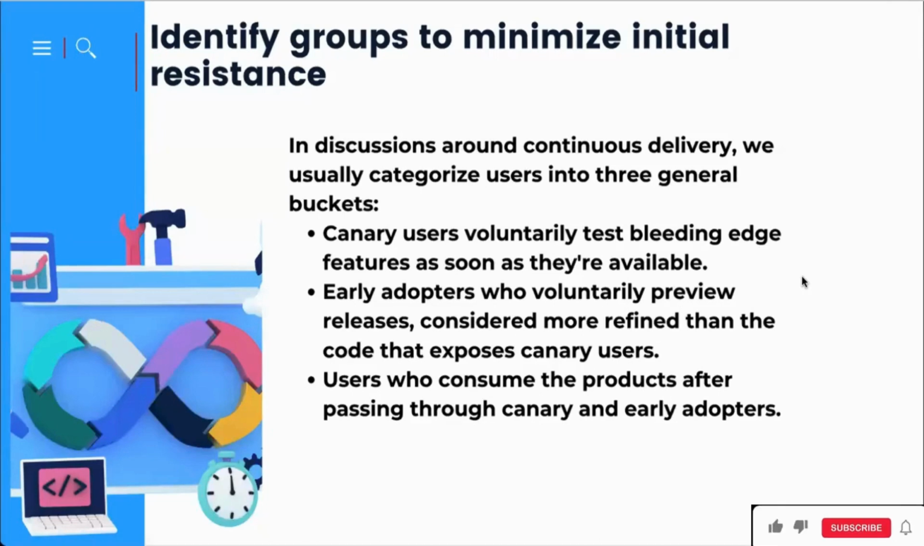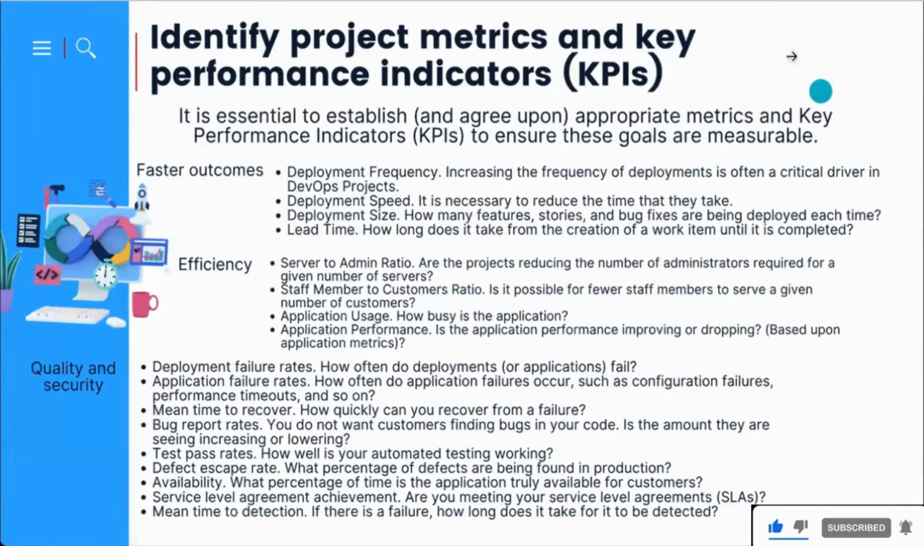So this is about the ideal target improvement, right? Let's move ahead: identify the project metrics and key performance indicators. It is essential to establish and agree upon appropriate metrics and key performance indicators, KPIs, to ensure these goals are measurable, right? So this is the faster outcomes, efficiency, and you can go ahead with these points and check all these things.